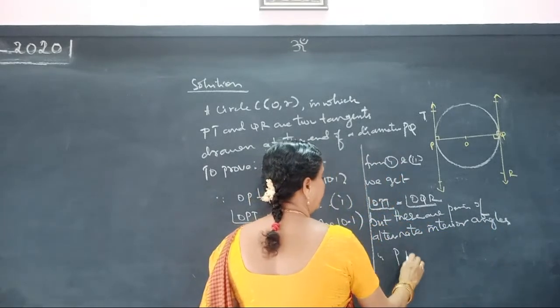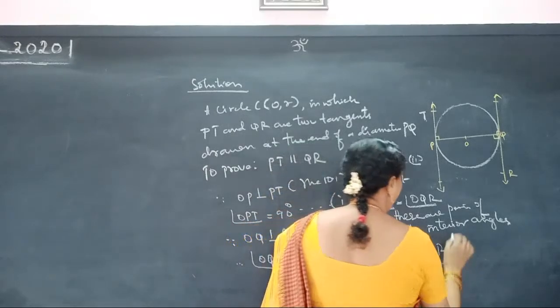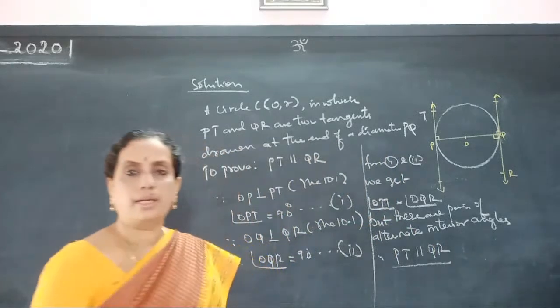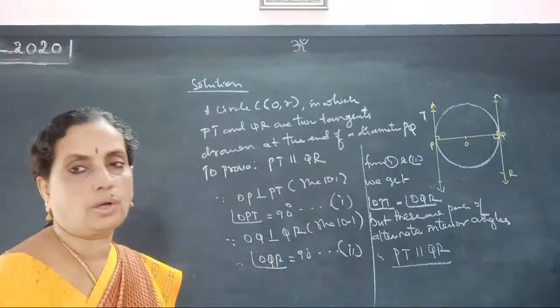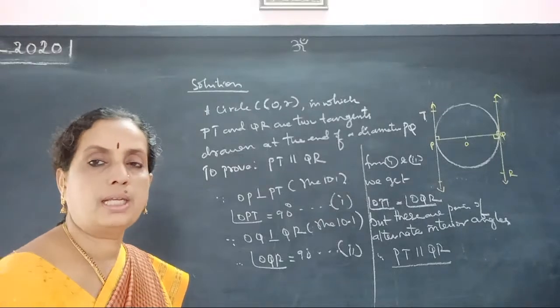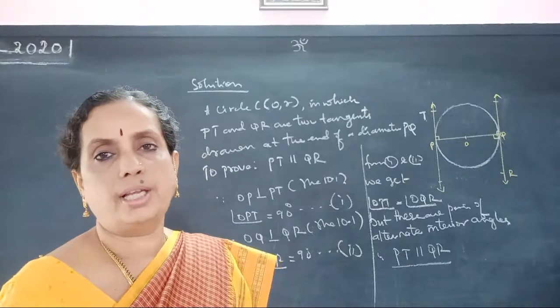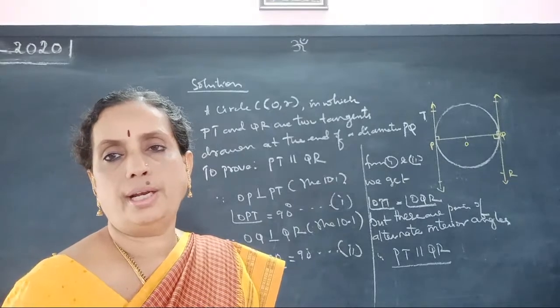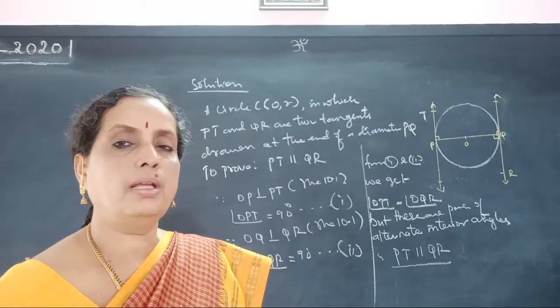Therefore, PT is parallel to QR. When the lines are parallel intersected by a transversal, their alternate interior angles are equal. Conversely, if you show that the pair of angles are 90 degrees each, they are alternate interior angles. By the converse, the lines must be parallel.